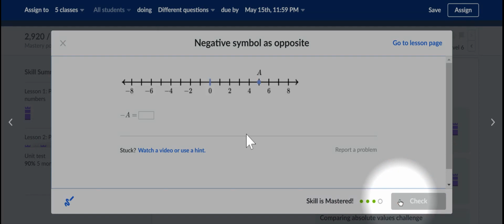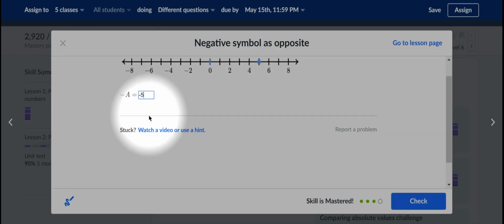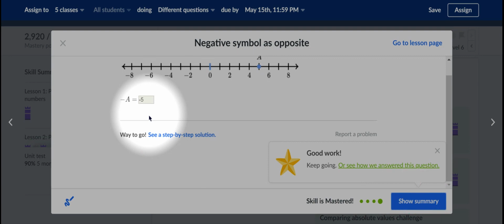Because that was a 0, I'm going to do one more. All right, so this one has negative A. It wants us to have negative A. So whatever A is, whatever its opposite is our answer. So A is between 4 and 6, which means it's at positive 5. The opposite of positive 5 is negative 5. So I'm just going to put negative 5. And that's it.